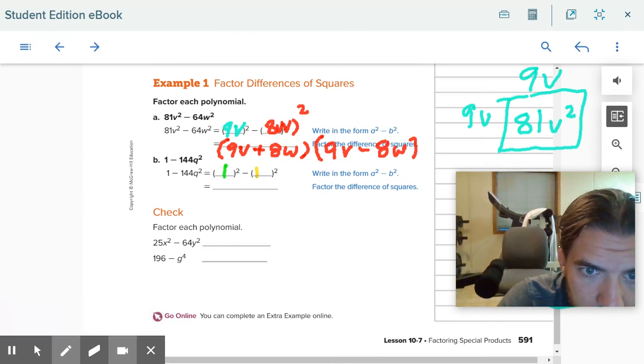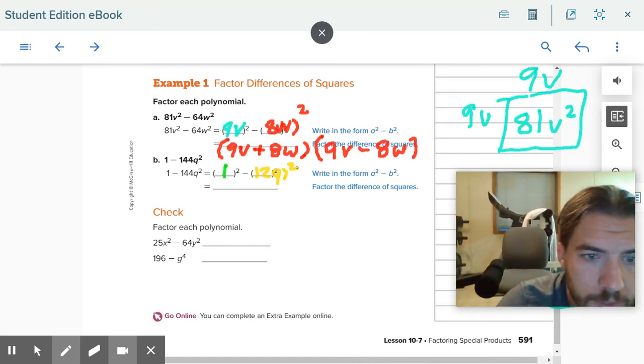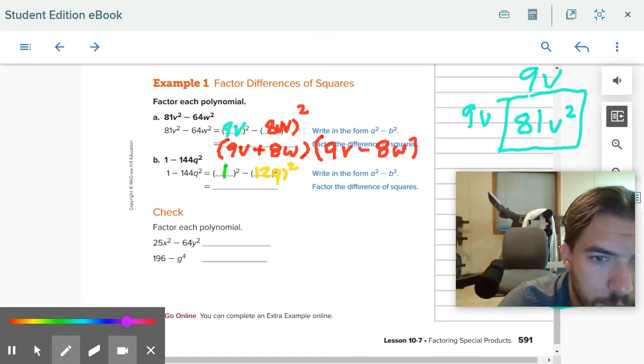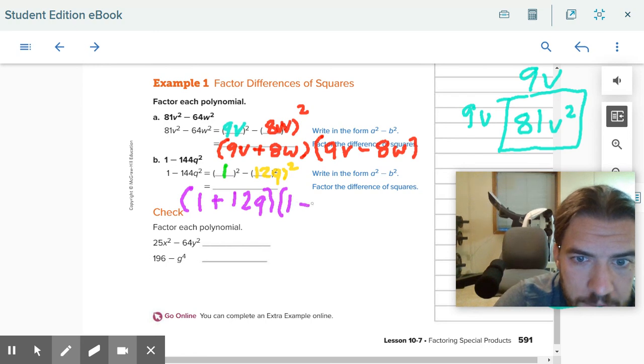So we'd imagine saying this would be 12q squared. Okay, so our difference of squares is going to look like this. It's going to be a plus b, so 1 plus 12q, times a minus b, which is 1 minus 12q.